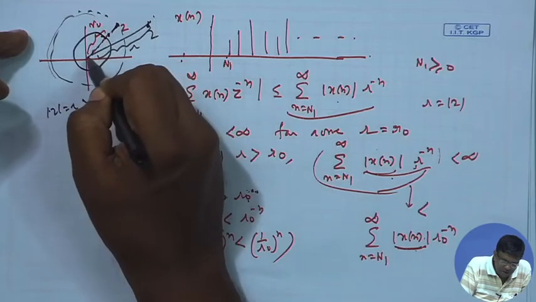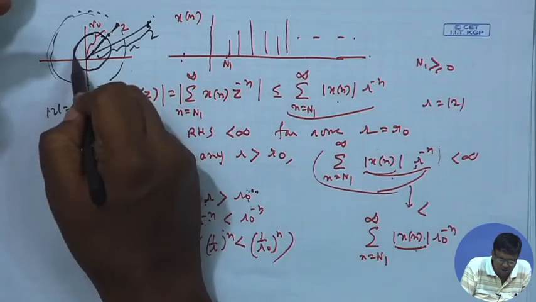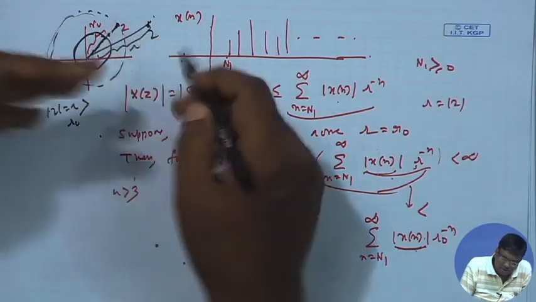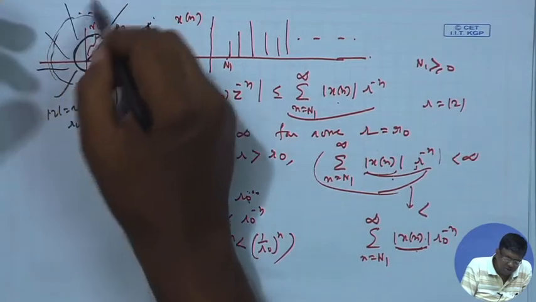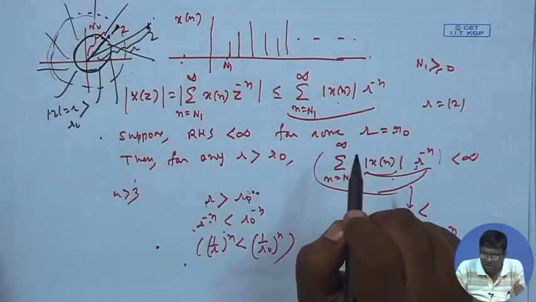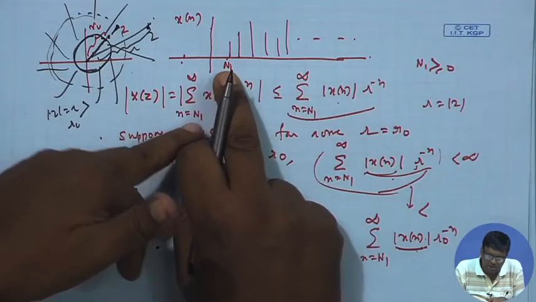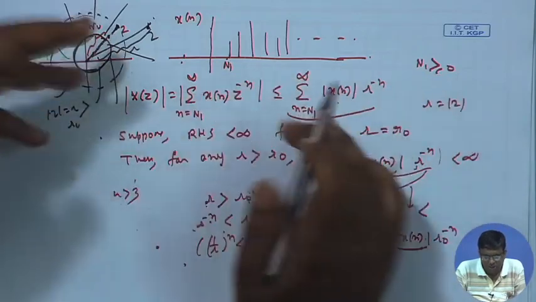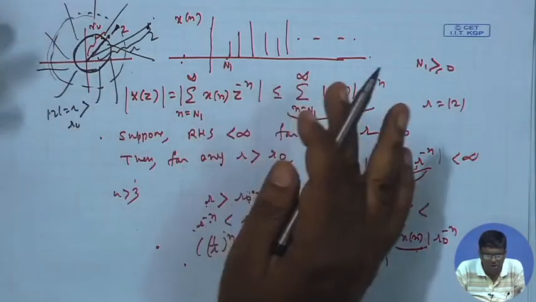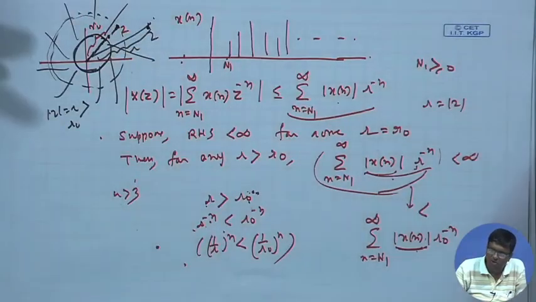If I make r naught lesser than this, then the summation will not converge. So, I will stop here, and from the previous discussion, the entire region outside this circle will be my region of convergence. So, if it is a purely right sided sequence starting from an index n 1, which is either 0 or positive, the ROC, the region of convergence, is outside a circle up to infinity, no restriction, it can go up to z equal to infinity.